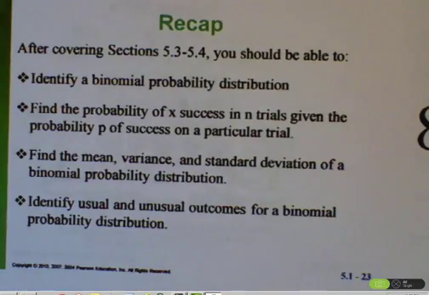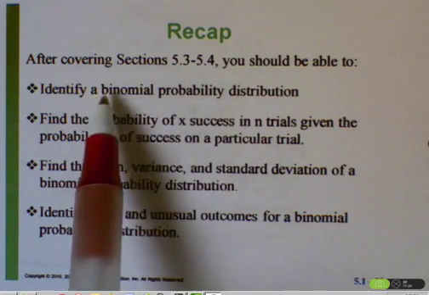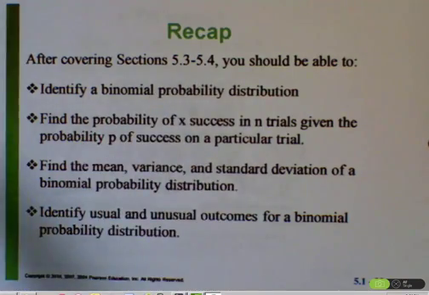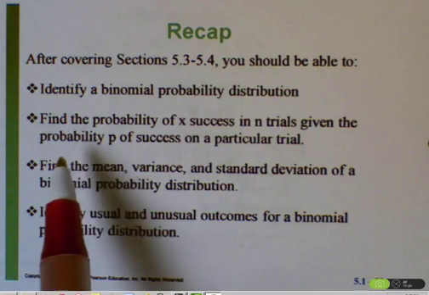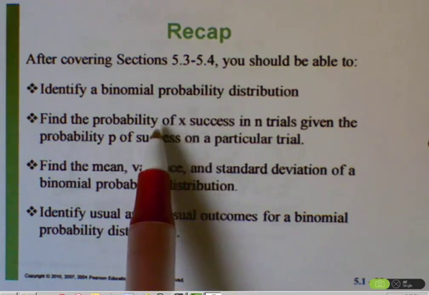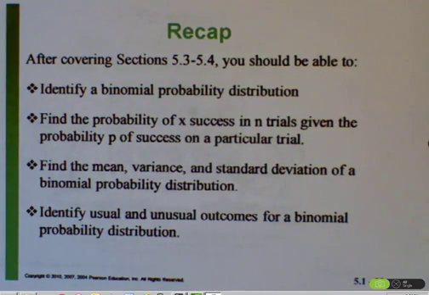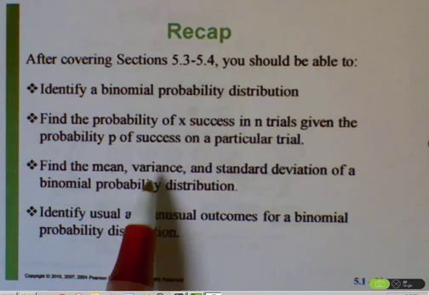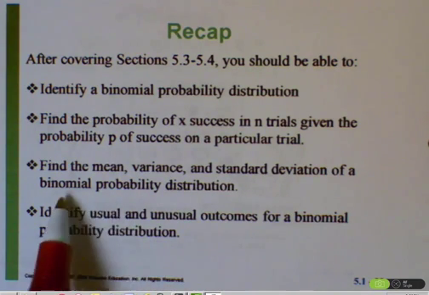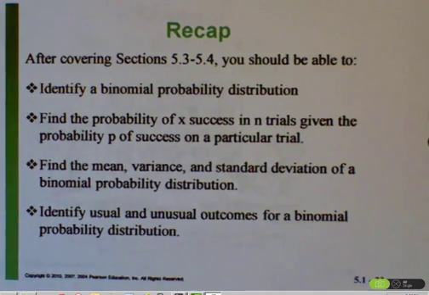All right, just to recap what we've talked about in 5.3 and 5.4, you should be able to identify the binomial probability distribution. You should be able to find the probability of exactly X successes, at most X successes, or at least X successes in N trials. You should be able to find the mean, the variance, and the standard deviation of a binomial probability distribution, and you should be able to identify usual and unusual outcomes.